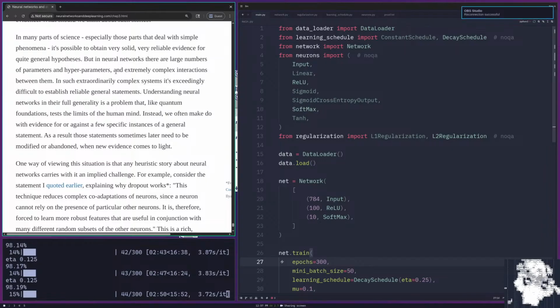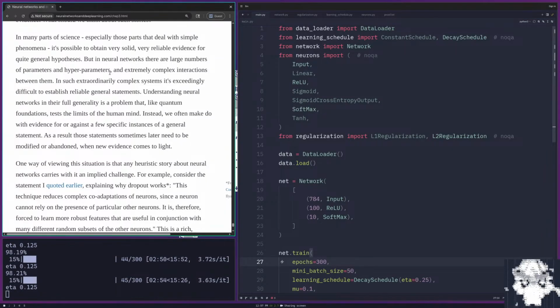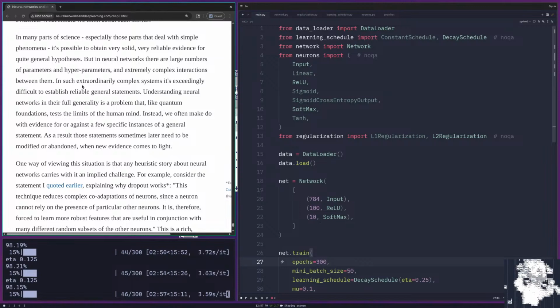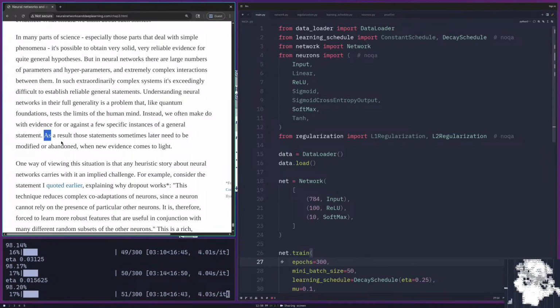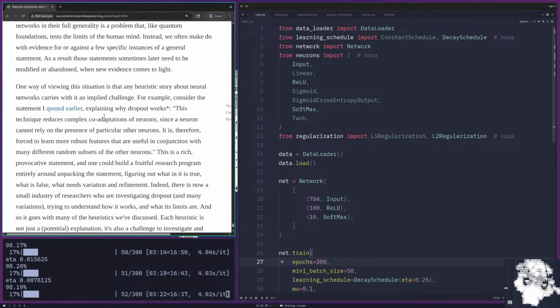more network troubles, and hyperparameters and extremely complex interactions between them. In such extraordinarily complex systems, it's exceedingly difficult to establish reliable general statements. Understanding neural networks in their full generality is a problem, like quantum foundations, that tests the limits of the human mind. Instead, we often make do with evidence for or against a few specific instances of general statements. As a result, those statements sometimes later need to be modified or abandoned when new evidence comes to light.